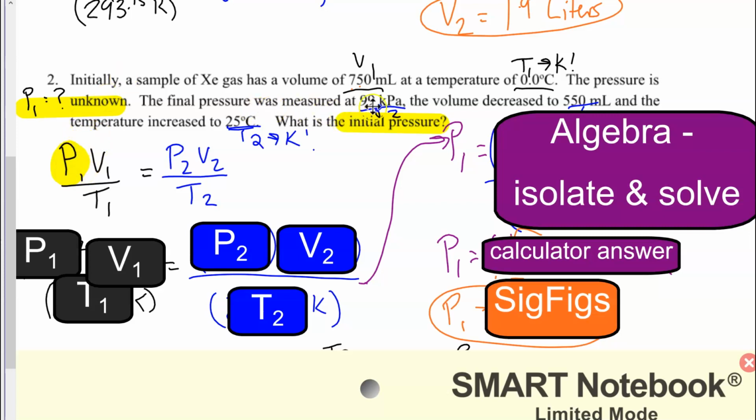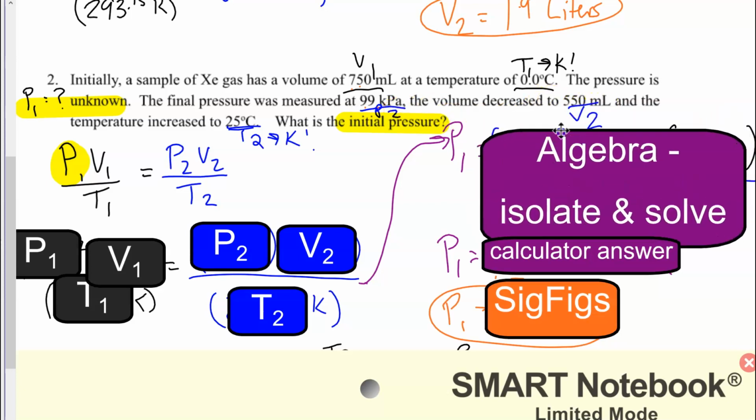The final pressure was measured at 99 kPa, kilopascals. The volume decreased to 550 milliliters. That is our V2. Now, if you look right here, we've got mils and mils. That's fine. These equations are all proportional to each other, so whatever unit we put in is the unit we're going to get out. Later, when we do the ideal gas law, we'll have to be more careful with that, but here, since they're the same, we can go ahead.